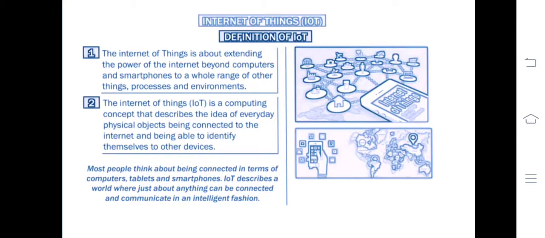Being connected to the internet and being able to identify themselves to other devices. How other devices? My chair can be connected with my eyeglasses, can be connected with this chair, can be connected with this pen. Everything can be connected, because it is beyond the smartphone, beyond the supercomputers. Most people think about being connected in terms of computers, tablets and smartphones. But IoT describes a world where just about anything can be connected and communicate in an intelligent manner, so that we can have some intelligent decision.